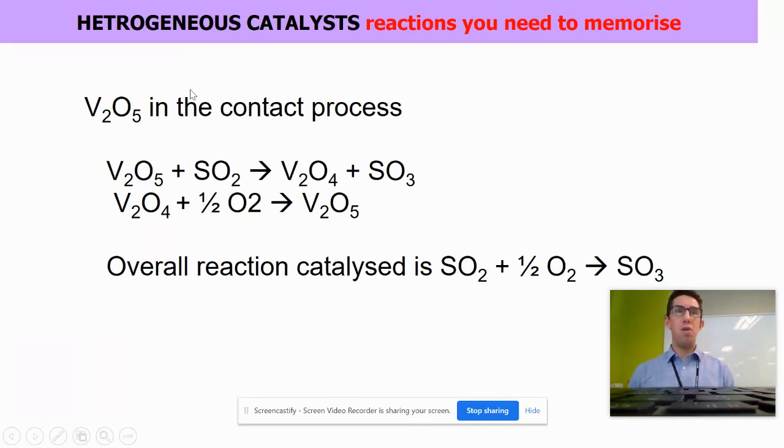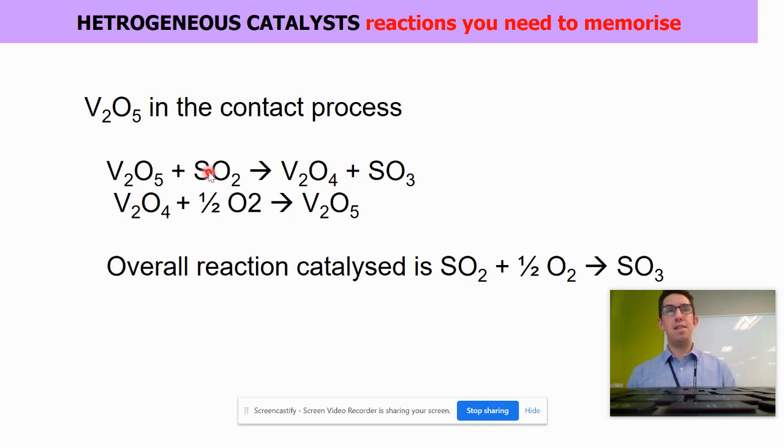So here we go, vanadium oxide in the contact process. The vanadium oxide is a solid. It's in a different phase. It's in a solid state, whereas the reactants and the products are in a gaseous state. So first, the vanadium oxide reacts with sulfur dioxide, producing vanadium with 4 oxygens. So one of the oxygens has actually gone onto the sulfur.